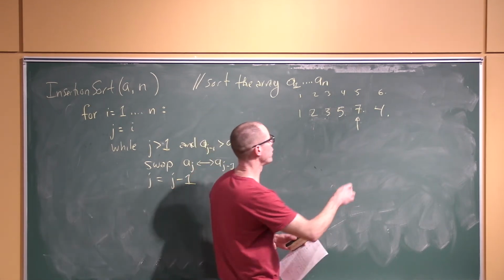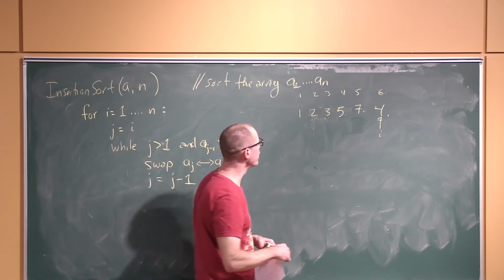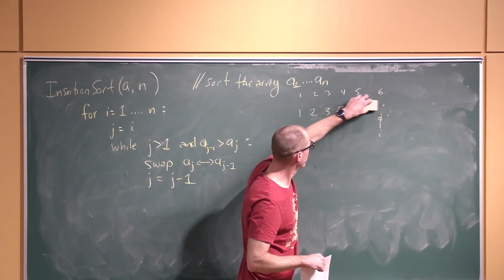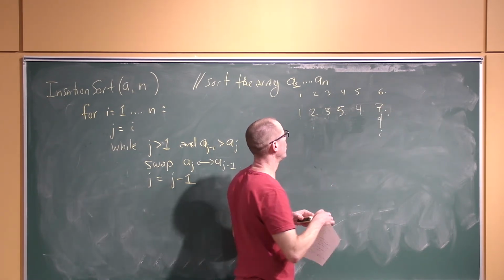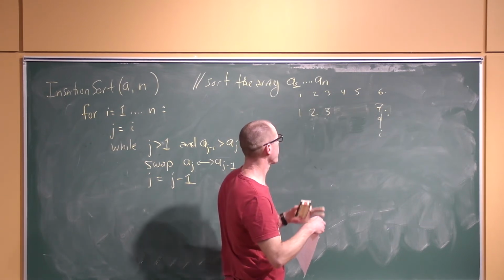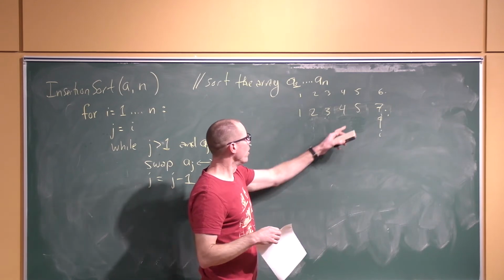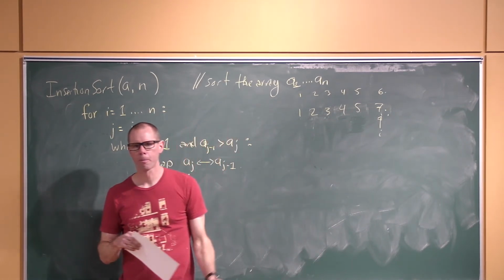And then finally we finish off with i over here. Last iteration of the outer loop. Swap 4 and 7. Swap 4 and 5. And we don't do anything to 4 and 3. We stop, and the whole array is sorted.